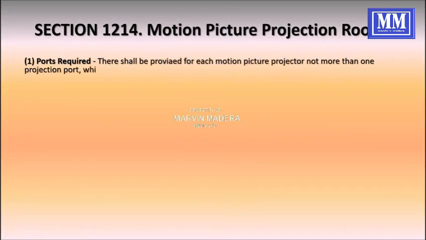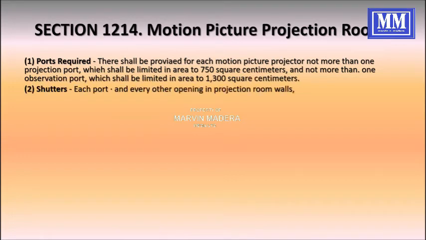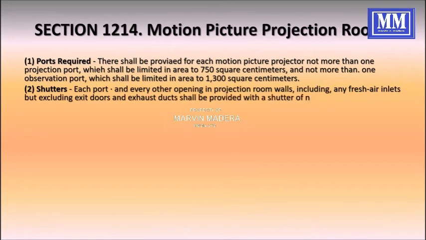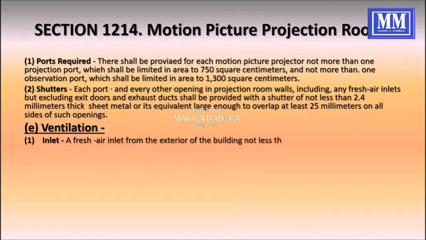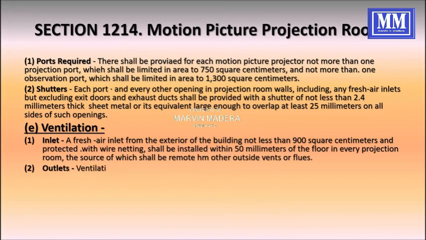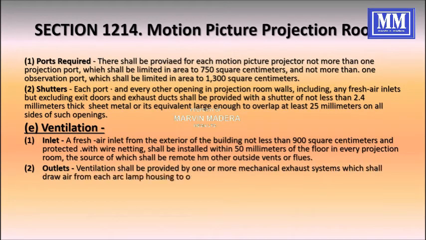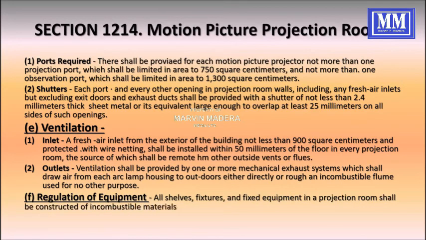Ports required. There shall be provided for each motion picture projector not more than one projection port, which shall be limited to an area of 750 square centimeters, and not more than one observation port, which shall be limited to an area of 1,300 square centimeters. Each port and every other opening in projection rooms, including any fresh air inlets, exit doors and exhaust ducts, shall be provided with a shutter of not less than 2.4 mm thick sheet metal or its equivalent, large enough to overlap at least 25 mm on all sides of such openings.